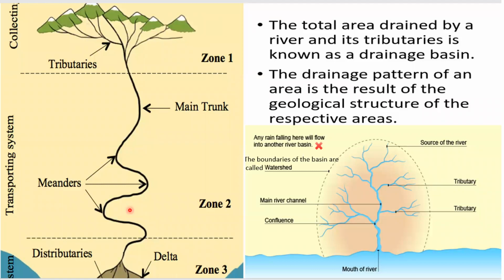Before seeing about them in detail, let us know about some context related to rivers. Actually, what is a river basin? The total area drained by a river and its tributaries is known as a drainage basin or river basin. What is a tributary? Different branches or streams of a river join together to form a single river, and these branches are called tributaries. For example, Yamuna is a tributary of river Ganga.